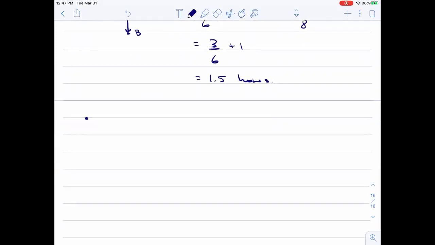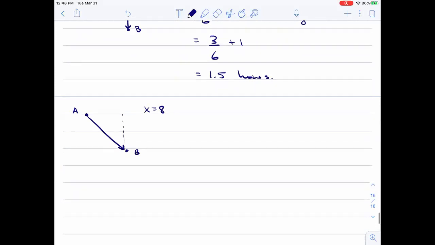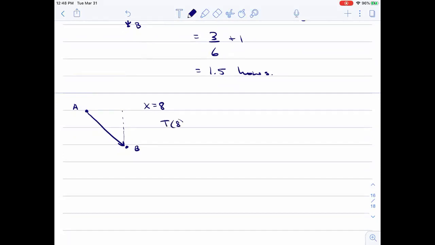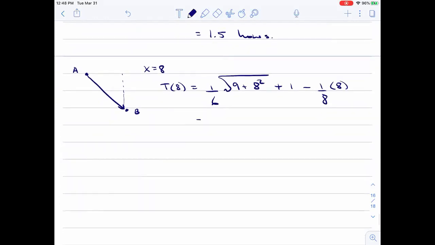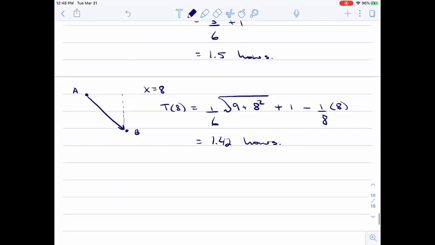The other endpoint was if we go just straight across to B, and so x equals 8. T of 8, again, is 1/6 times the root of 9 plus 8 squared plus 1 minus 1/8 times 8. This puts me at, once I solve it, 1.42 hours. That's less time than 1.5 hours.